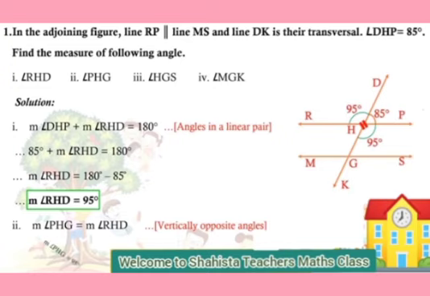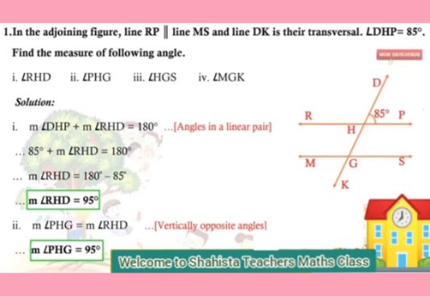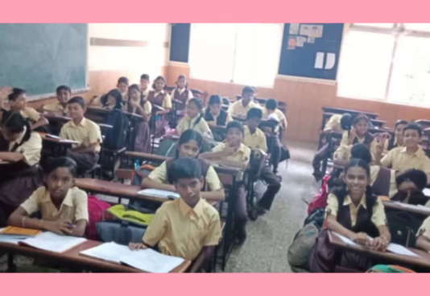They both are equal. Okay, so the intersection point is H. That means angle PHG is equal to 95 degrees and it is equal to the measure of angle RHD. Is that clear? Sub question 1 is on angle in a linear pair and sub question 2 is on vertically opposite angles. Now my dear students, here we will solve sub question 3 and sub question 4.